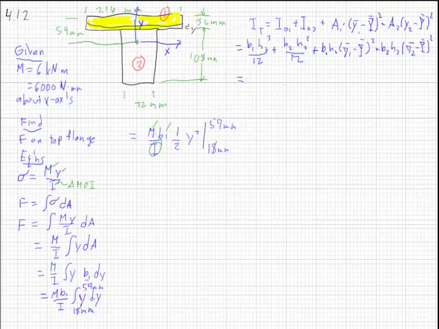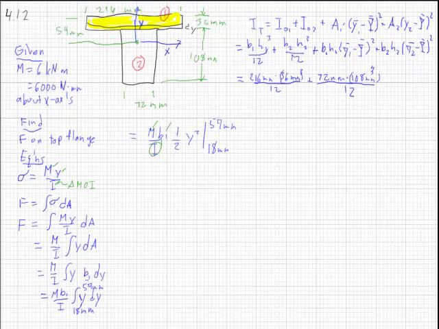So we've got 216 millimeters times 36 millimeters cubed all over 12, plus 72 millimeters times 108 millimeters cubed, the whole thing cubed, all over 12. Okay, those two set up.